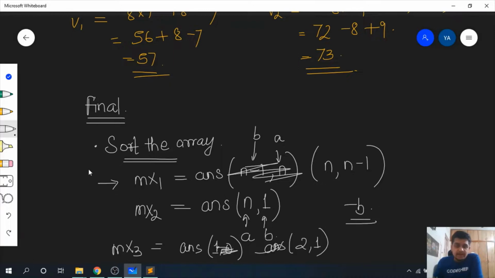So now, having found these three values, mx1, mx2 and mx3, we just have to take the maximum value among these three, and that will be our answer, because the answer can only be one of these three values, as we saw earlier in the casework. Now, having seen this, let us go to the C++ implementation.